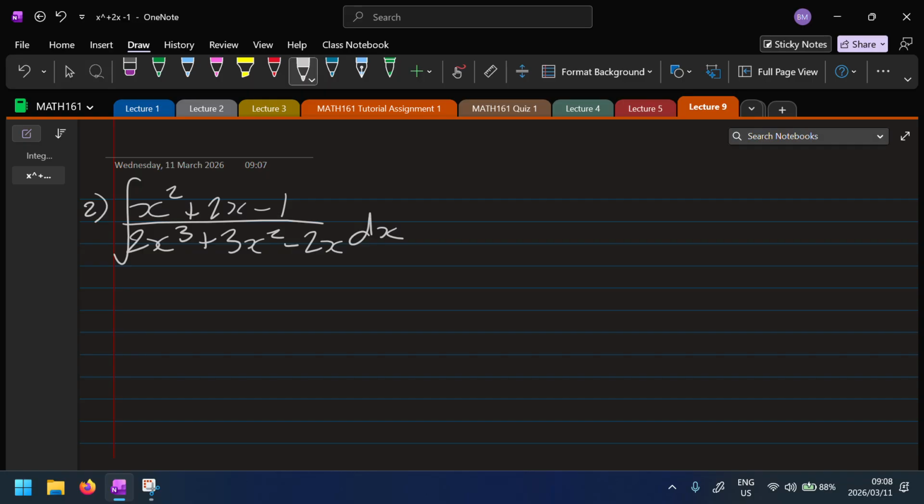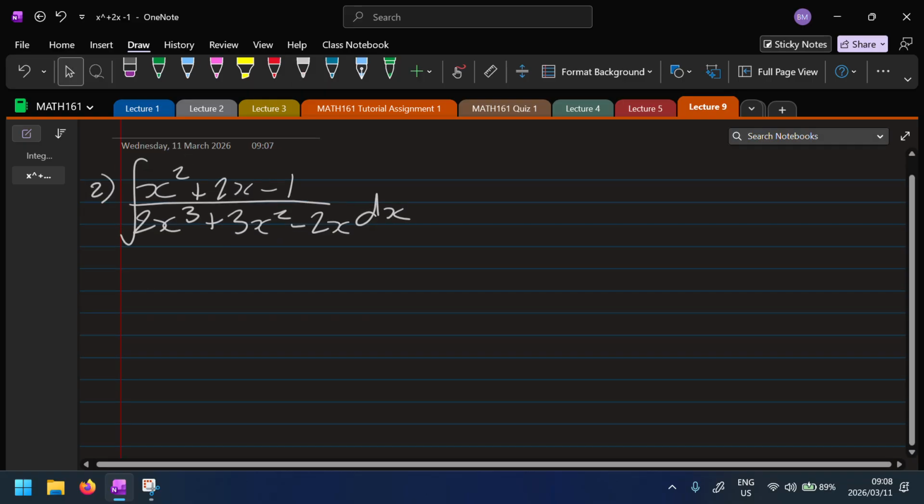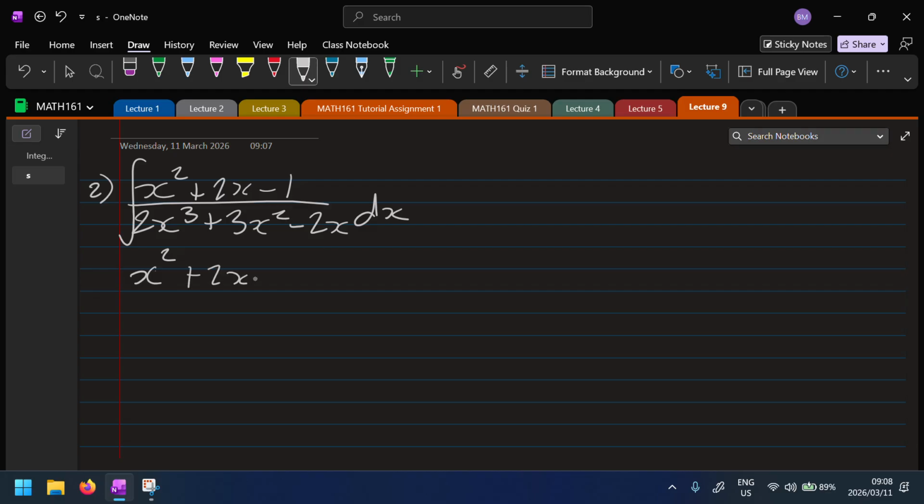So step 1, we need to factor that bottom part as much as possible and check what case is it. Is it case 1, case 2, case 3? Then we do the decomposition, we solve for the coefficients, and finally we do the integration. Okay, so let's factor that bottom part as much as we can. Top part, we just leave alone throughout. So we're going to have x squared plus 2x minus 1 over 2x cubed plus 3x squared minus 2x.